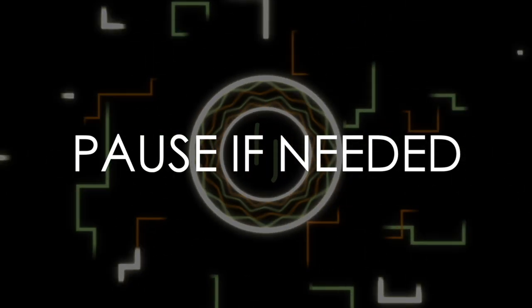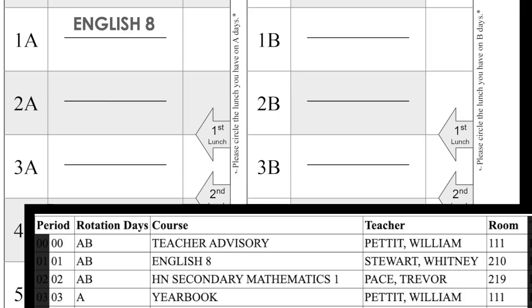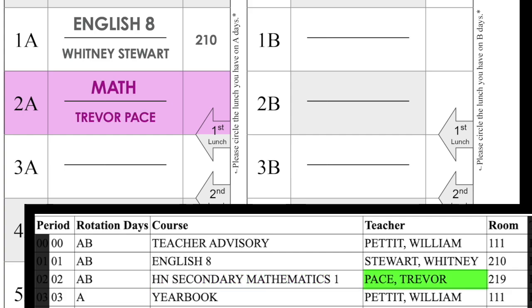At this point, teachers, if you feel like you need to pause the video, go ahead and do so. Make sure everybody's caught up. Go ahead and pause if needed. Now for second period. It might be an A and B day class. So you could put it on the A day line and the B day line if you want, but we're just focusing on the A day right now. If it has an A, write it in, the class, the teacher, and the room number.